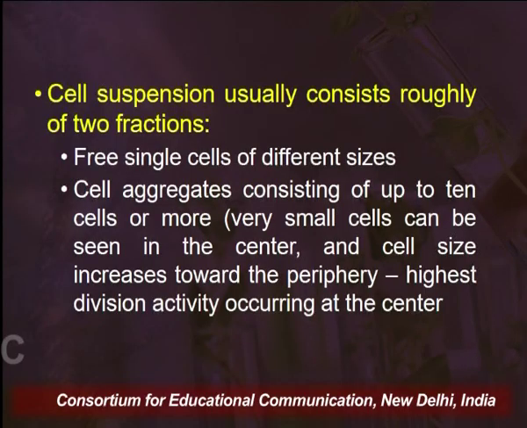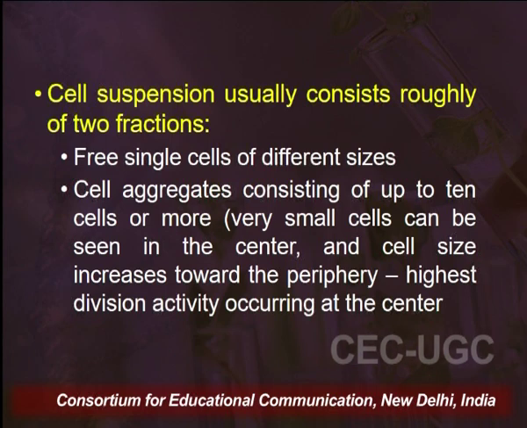First category will be of the free cells. Obviously, these cells will be of different sizes depending upon the growth phase in which they are. And the second category will be of the cellular aggregates, which consist of 2 or up to 10 cells or even more.